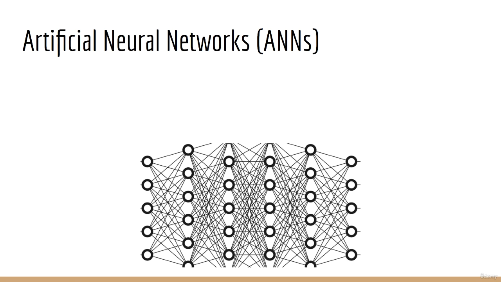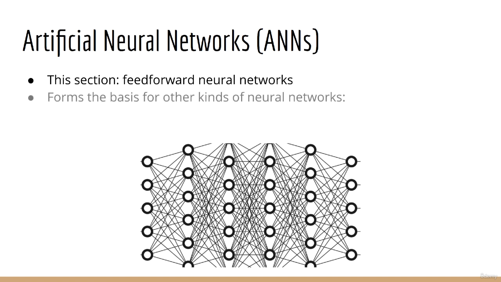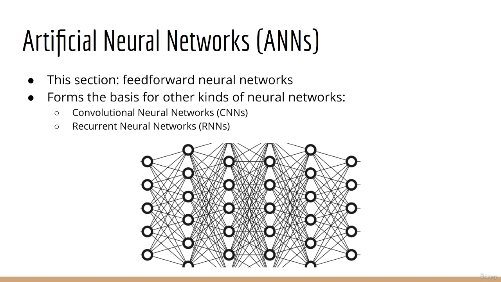In this section of the course, we are going to introduce the idea of artificial neural networks, or ANNs for short. Specifically, we're going to talk about a certain kind of artificial neural network called a feed-forward neural network. This is the most basic kind of neural network, but as you'll see, the concepts involved go quite deep, and they also form the basis for other kinds of neural networks, such as convolutional neural networks and recurrent neural networks.